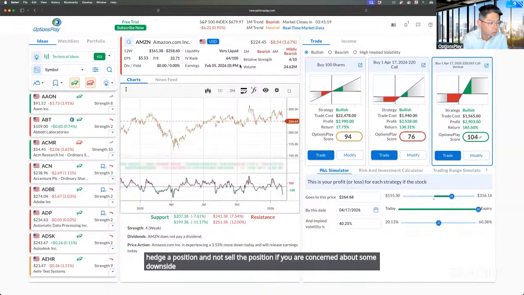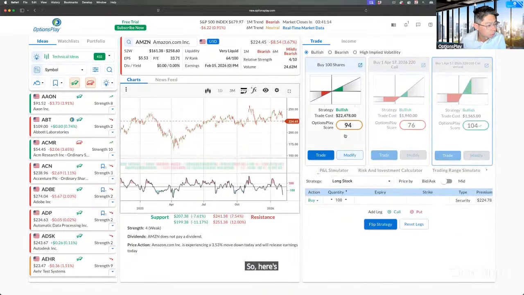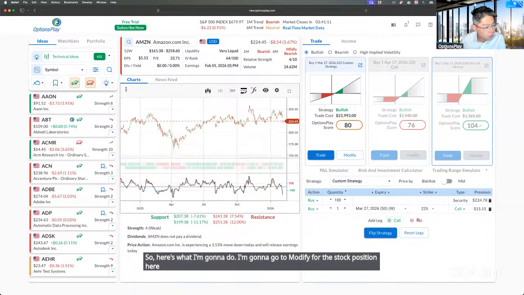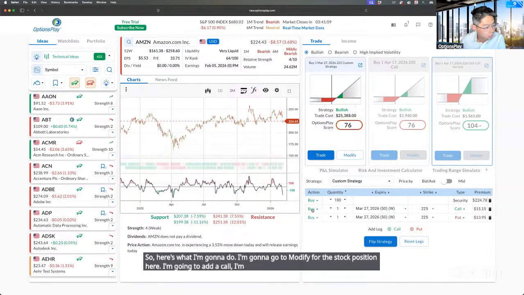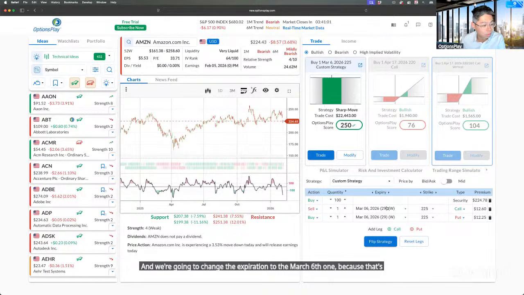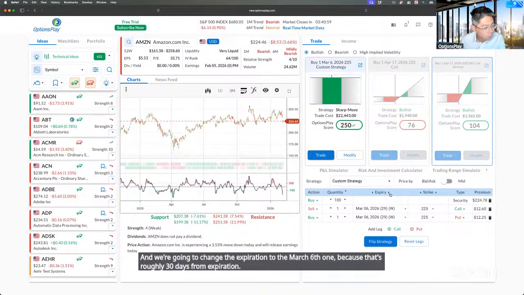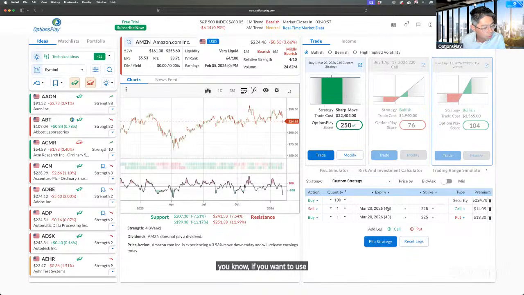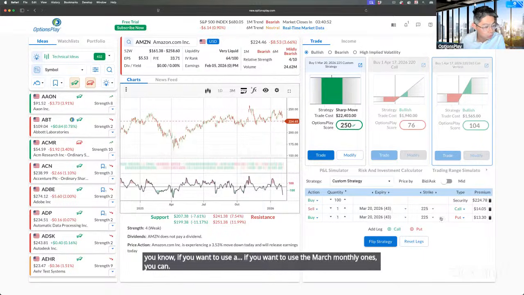And this is really where you can use that collar. So here's what I'm going to do. I'm going to go to modify for the stock position here. I'm going to add a call. I'm going to add a put. And what we're going to do is sell that call option. And we're going to change the expiration to the March 6th one because that's roughly 30 days from expiration. If you want to use the March monthly ones, you can. For those of you that prefer to trade the monthlies, it's about 43 days to go.